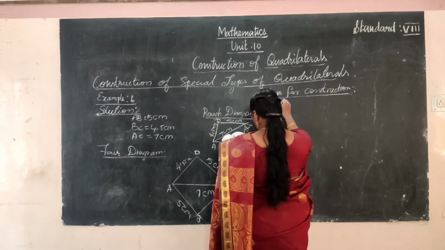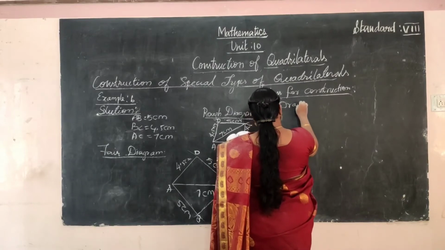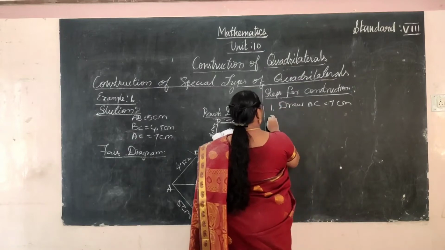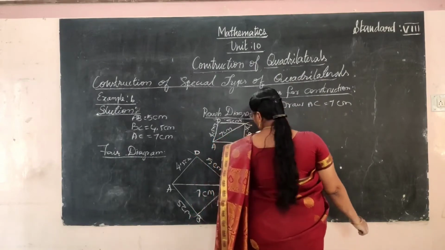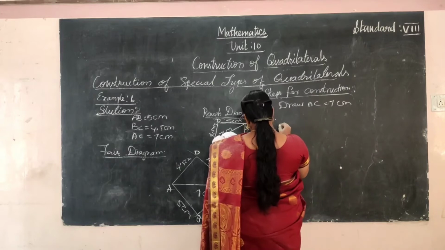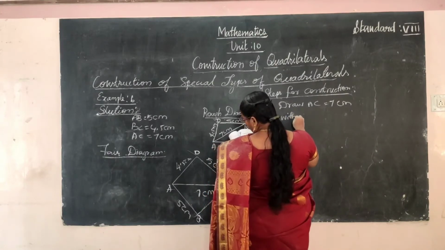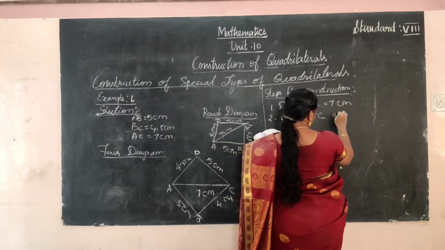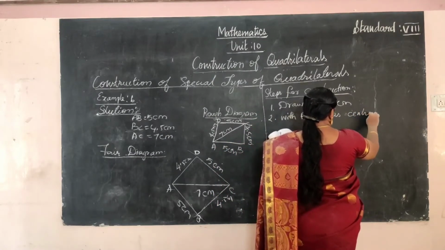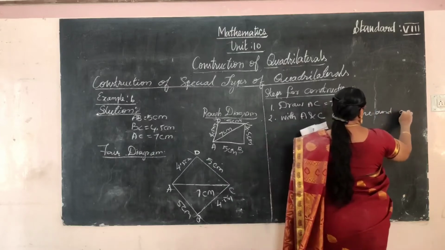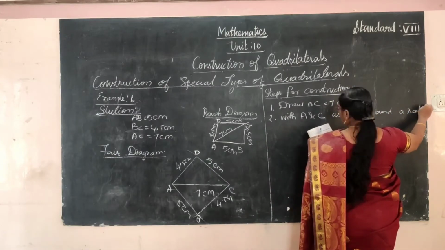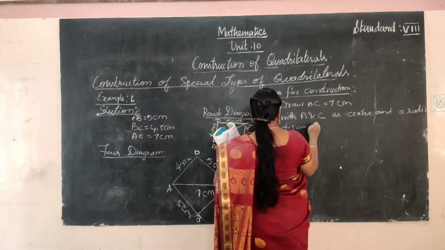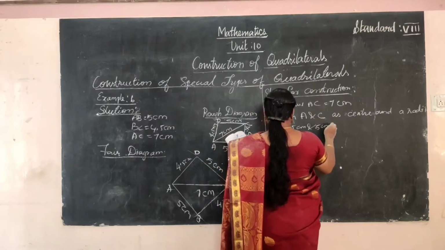So first one, draw AC. The diagonal is given, so first prefer the diagonal. So diagonal AC is equal to 7 centimeter. First you draw it. After that, with A and C as centers and the radii 4.5 and 5 centimeter respectively.